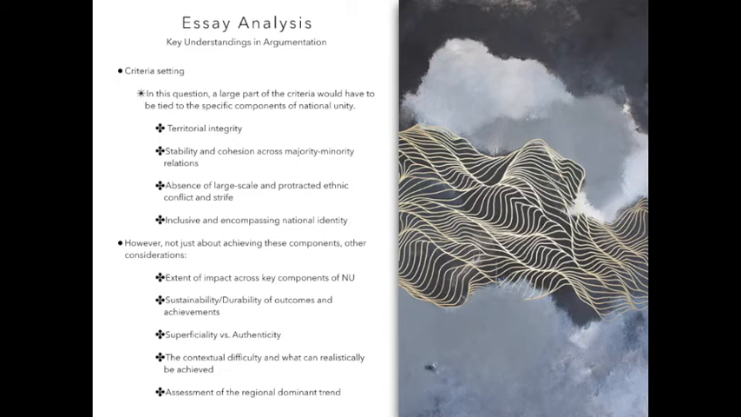So the first one, it's not just about achieving these components ad hoc or at a certain point in time, but we want to firstly check the extent of impact across key components of NU. So there are 4 components there, right? I think the most successful governments will be able to achieve all 4 of them. So that's my check across the components of NU. There are some governments that may achieve 1 out of 3, 1 out of 4, or 2 out of 4 of them, and that kind of stuff.